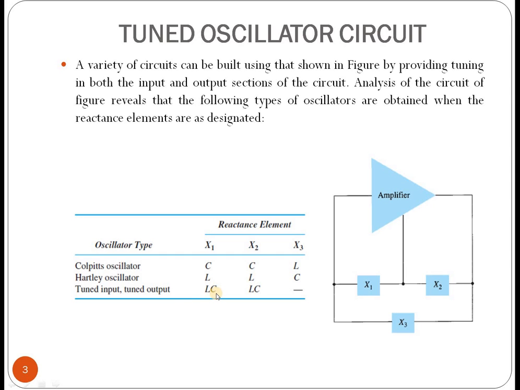For that, x1 and x2 we need to change with some reactance element, and that is LC, that is, inductor and capacitor both. So for x1 and x2, both are LC, and x3 is nothing. That means there will be no connection on x3. So that will be called tuned input, tuned output. We'll discuss these types of oscillators in the next slides.